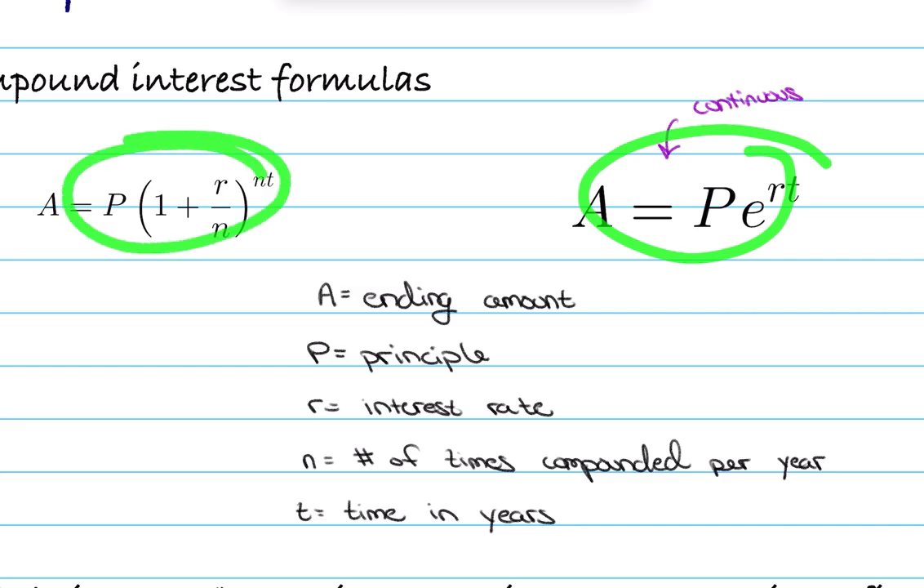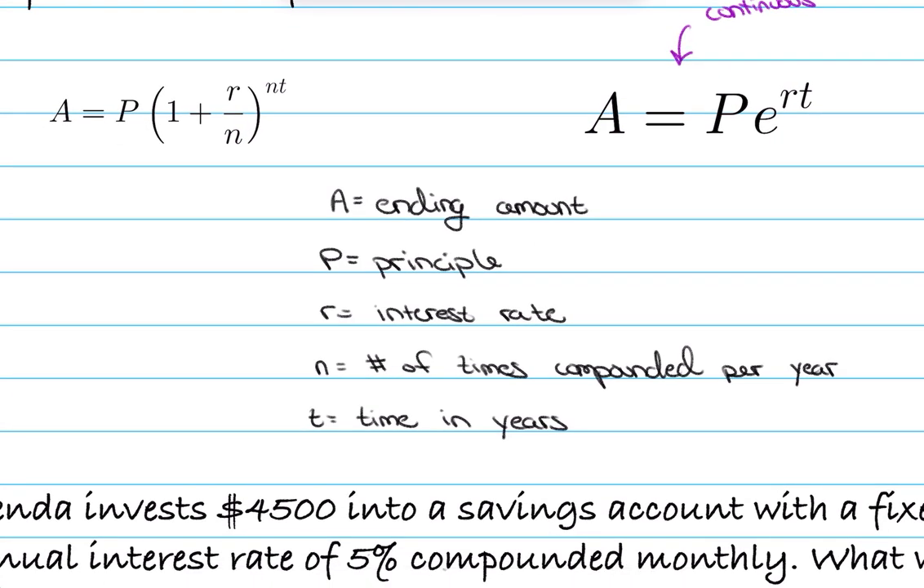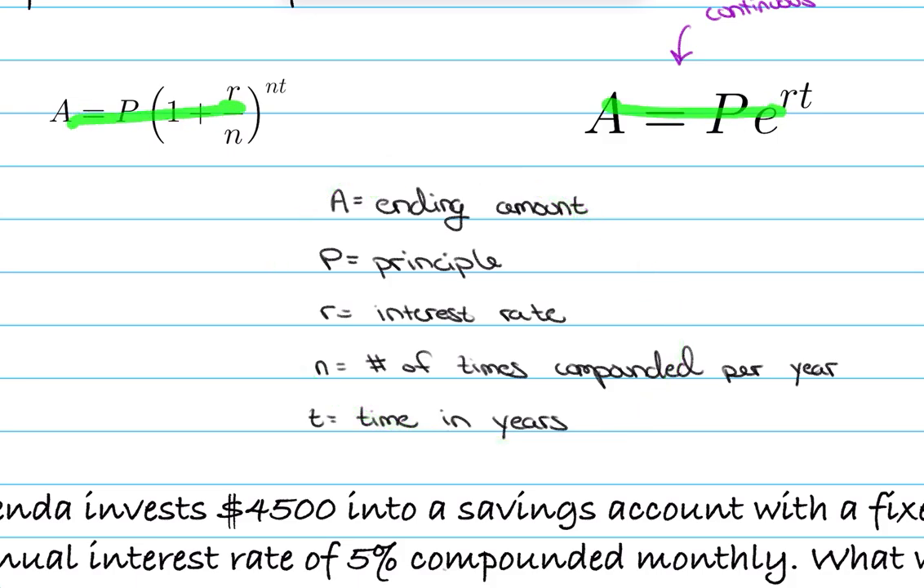So what do these letters mean? This key goes for both formulas. So as long as you know what each one means, you're fine for both. A is your ending amount. This is going to be your ending balance in your savings account. This is going to be the ending amount that you owe if you are using this formula for a loan. It's your ending amount, so that's your A.